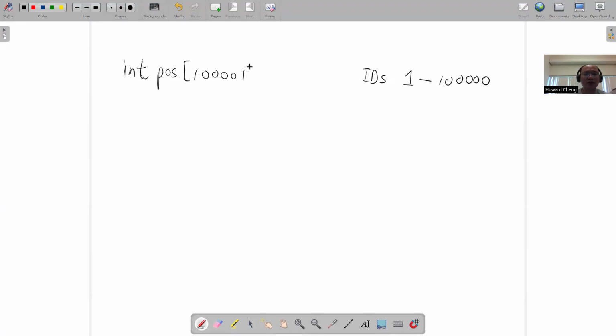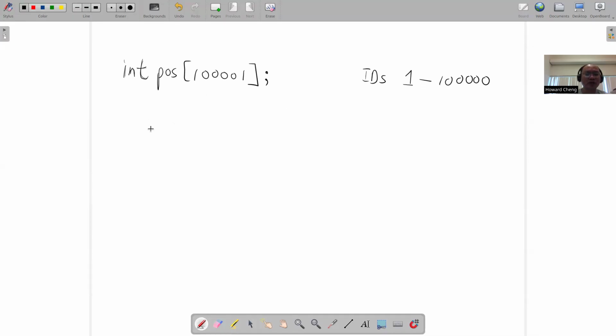So I have to make sure that I use 100,001, because if I just use 100,000, then the IDs are between 0 and 99,999. Or equivalently, I can just make sure that whenever somebody gives me an ID, I subtract 1 to make it go to 0 to 99,999. Either way, it's fine. And then, of course, at the beginning, all I have to do is read it into this array.